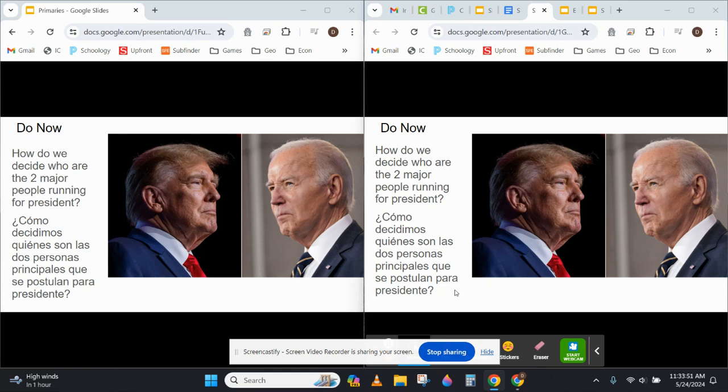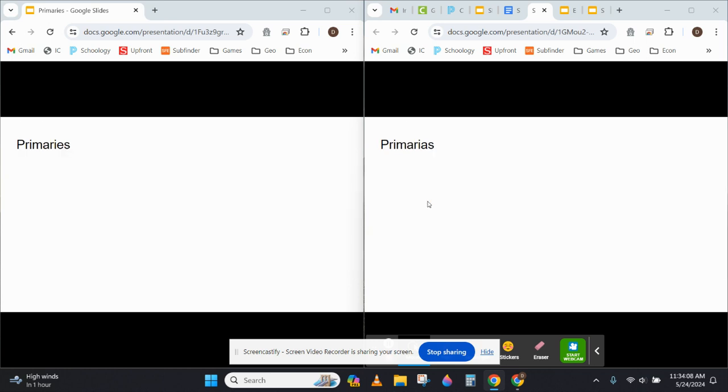Welcome, everybody. In the Do Now, we're trying to explain, how did we decide who's running for president? How did we get to the point where it's just Biden and Trump? Who decided that? Why aren't other people running? The way we decide this is something called primaries, primary elections.